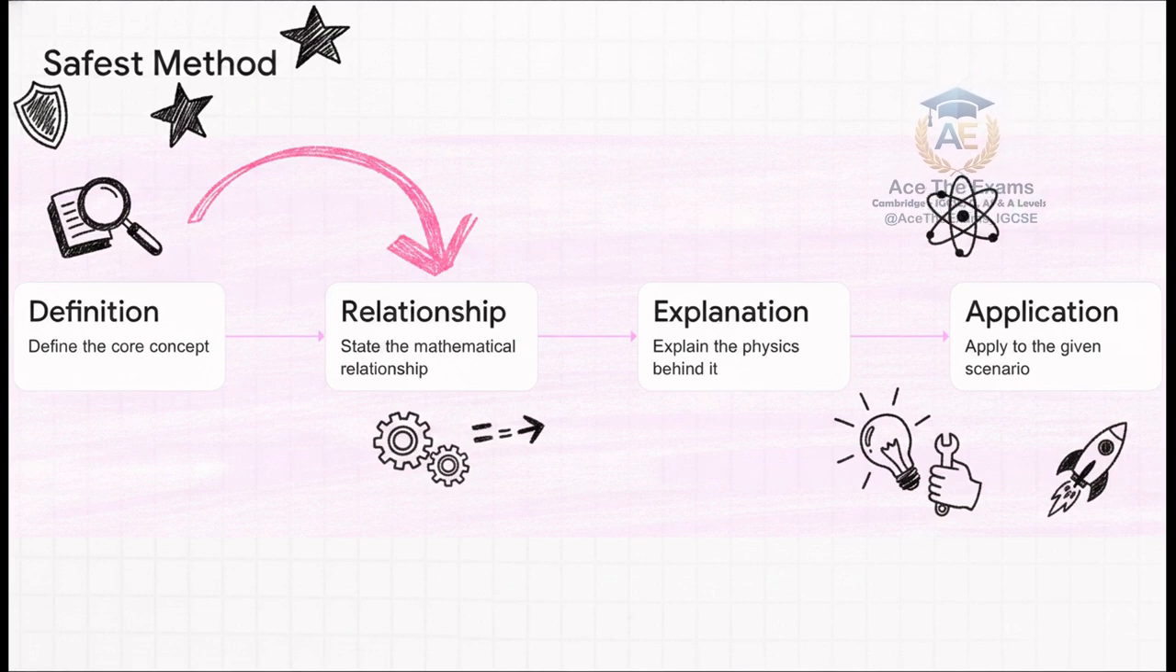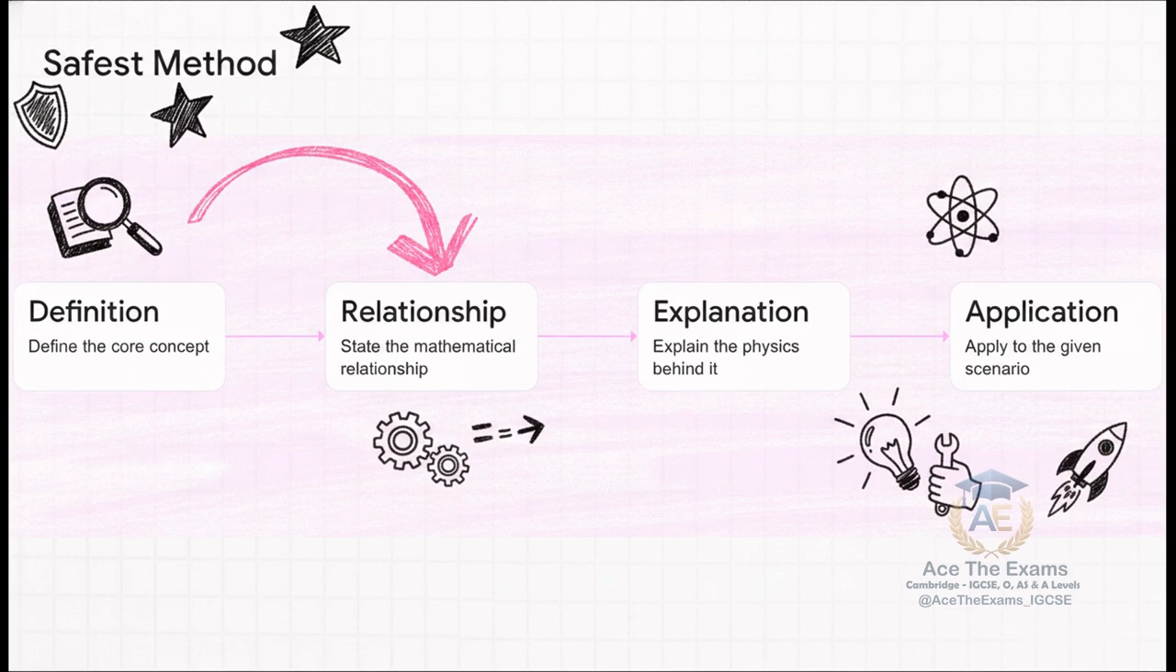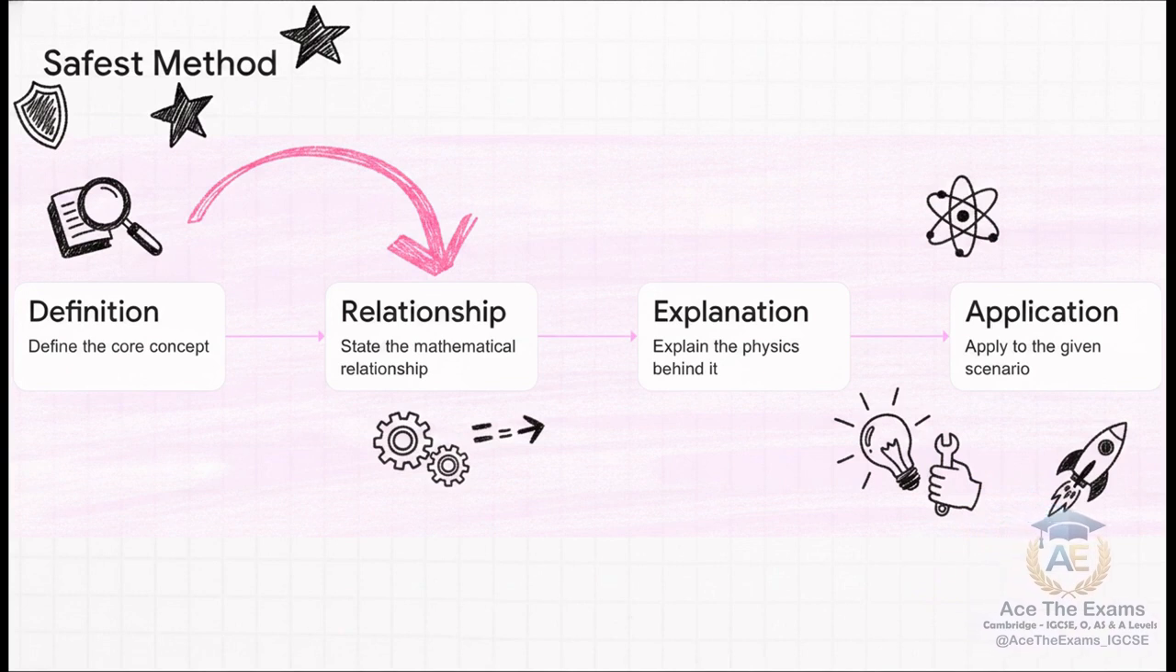Start with the definition of the core concept. Then move to the mathematical or proportional relationship. Follow that up with a clear explanation of the physics behind it, and finally, finish with the application to the specific scenario given in the exam question. It is clean, it is comprehensive, and it systematically hits every single assessment objective the examiner is grading you on.